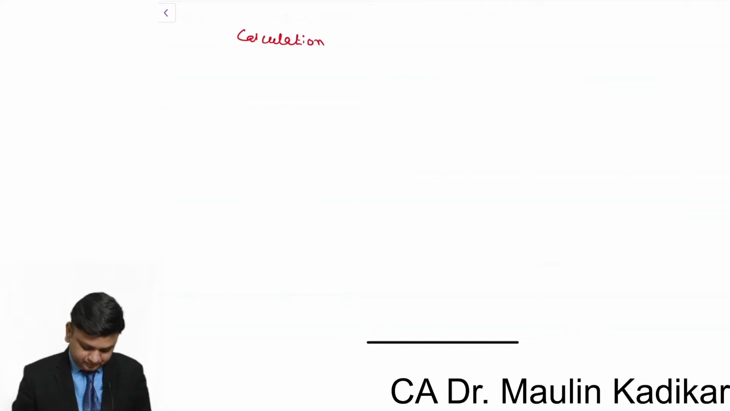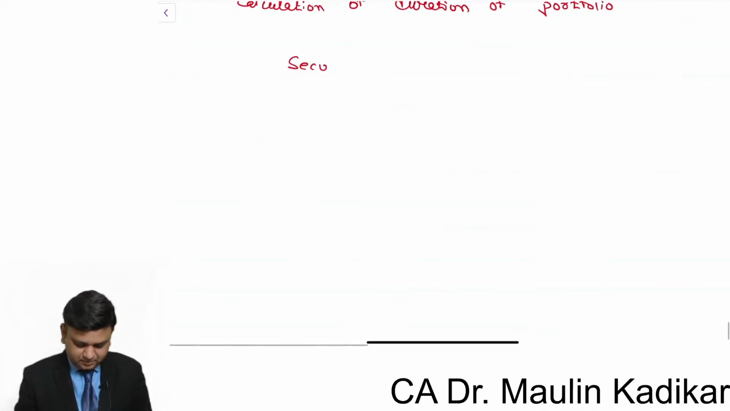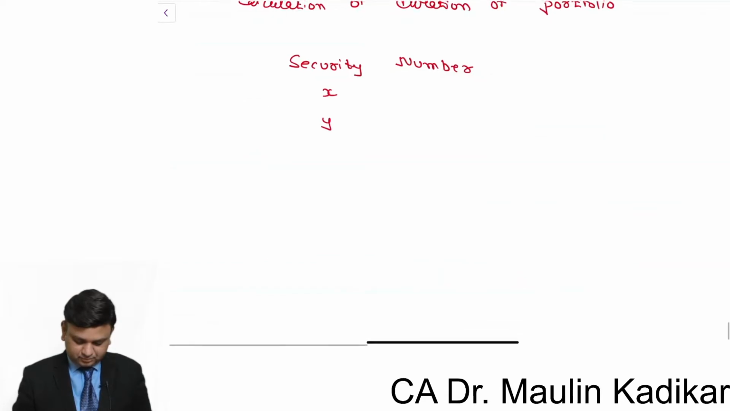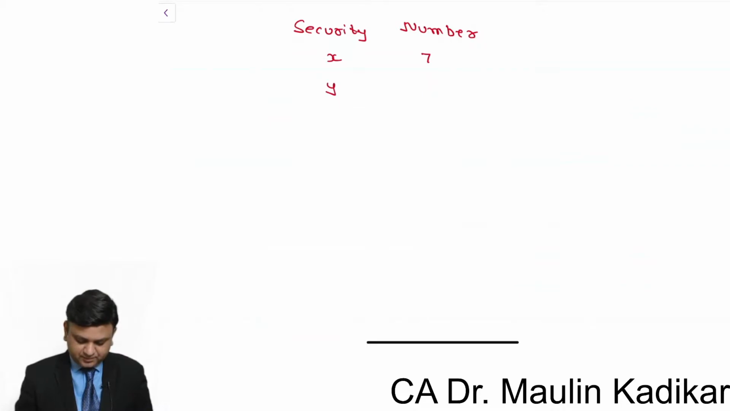Calculation of duration of portfolio. In that, security X and Y. The number of securities that we purchase is provided to us: 7 of X and 3 of Y. So we are required to make the computation of the duration of the portfolio. Let us see how to do it.